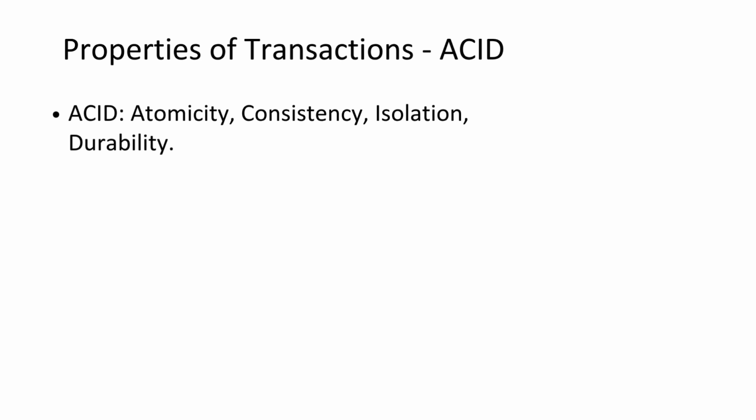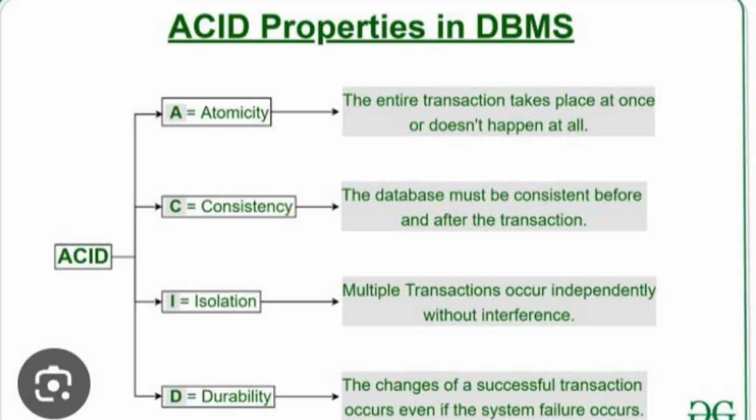Properties of transaction: ACID. Every transaction must follow the ACID properties: atomicity, consistency, isolation, and durability. These four ensure that even in the presence of failure, the database remains accurate and secure. Let's understand each one in detail in the next slides.